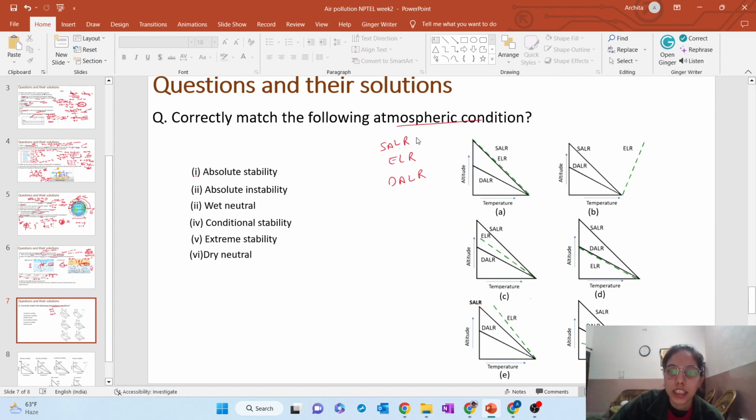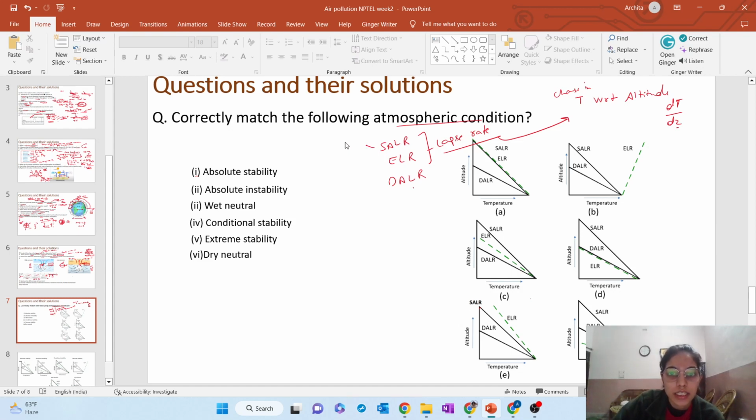These three are nothing but lapse rate. What we understand by lapse rate is how the temperature is changing with respect to altitude. Change in temperature with respect to altitude is nothing but lapse rate, so you can call it dT by dz, change in temperature with respect to altitude or height. Now, there are different types of lapse rate.